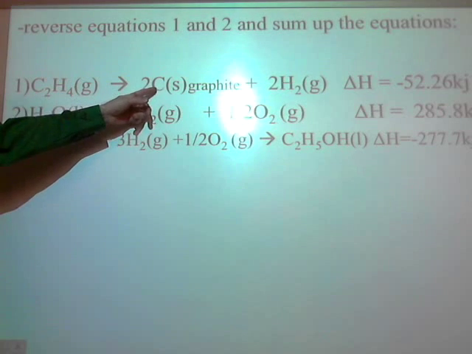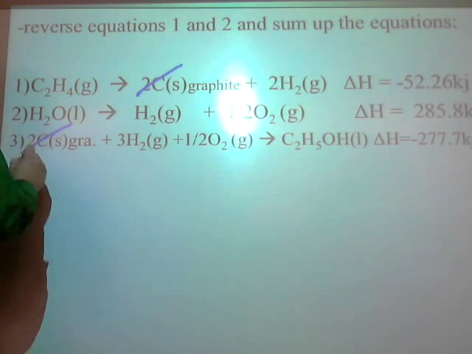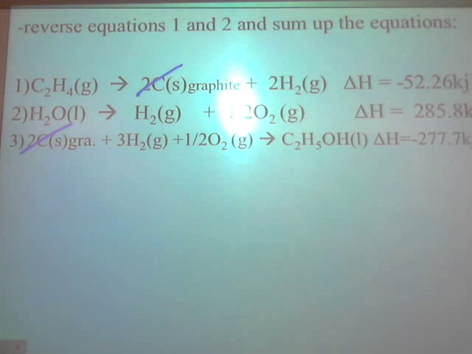Do you see carbon on both sides? Right? So, 2 carbons there, 2 carbons there. That's nice. They're gone. Don't have to worry about him. Who else appears on both sides? What other guy?